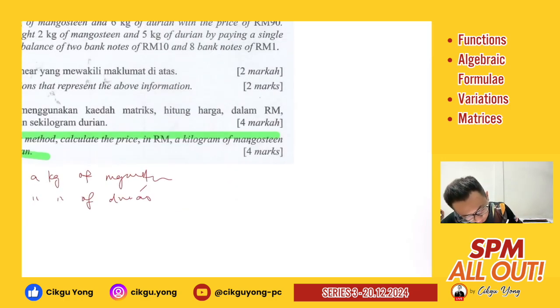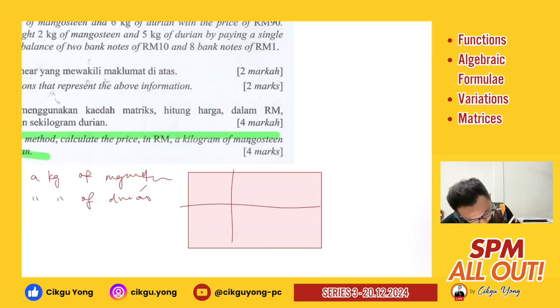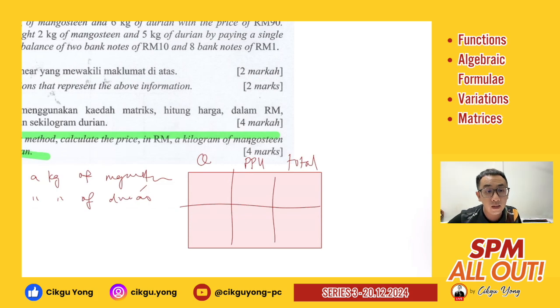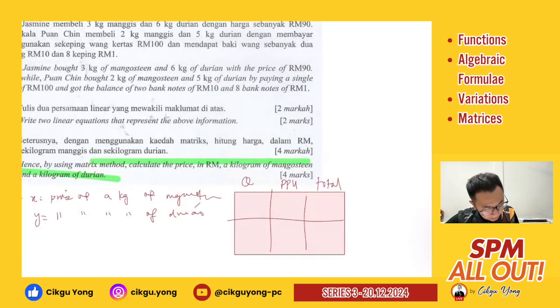So from your table, this is your quantity, this is your price per unit, this is the total. See if you are able to do this, right? Since my x and y is the price of a kg, this is my x and y. This is my mangosteen, this is my durian. I just put it in.